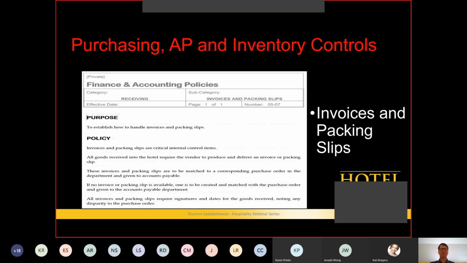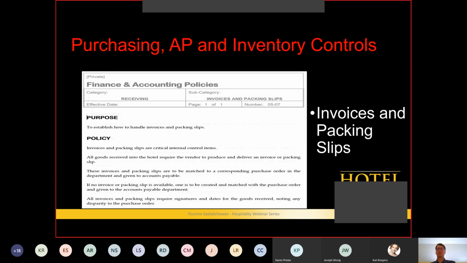Invoices and packing slips. So invoices and packing slips are critical for internal controls. Goods coming into the hotel require a vendor to produce and deliver an invoice or a packing slip along with those goods. Because what that invoice or packing slip does is it forms proof of delivery. And we want to be able to then match that with the other important documents. But if something is received to the hotel and for whatever reason there isn't an invoice or a packing slip accompanying it, one needs to be made up.